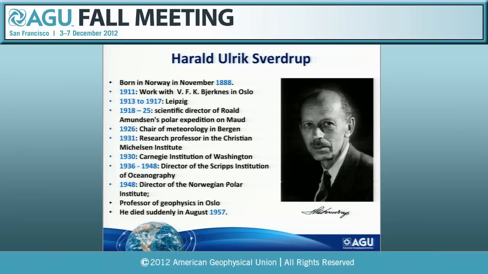And in 1931, he became research professor at the Christian Michelsen Institute. He spent some time at the Carnegie Institute in Washington, around 1930. And then, where a lot of people know him best, between 1936 and 1948 he was the director of the Scripps Institution of Oceanography, so a clear connection to our speaker today. He moved back to Norway in 1948, where he became the director of the Norwegian Polar Institute and also a professor of geophysics in Oslo, and he died in 1957.